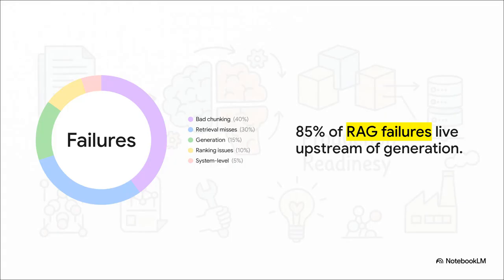Now, the numbers on this are honestly staggering. A massive 85% of all failures live entirely upstream of generation. Just think about that. We are heavily bottlenecked at bad chunking, which is causing 40% of failures, and retrieval misses causing another 30%. Ranking issues take up 10%. Only 15% of the time is it actually a generation failure where the language model fumbles good context. This is exactly why we need to stop tweaking prompts and start investing our effort where the failures actually live.